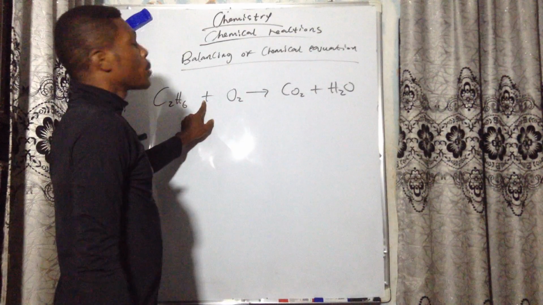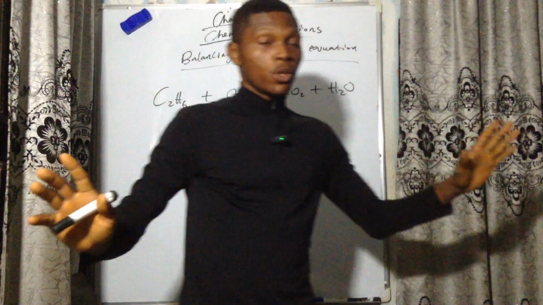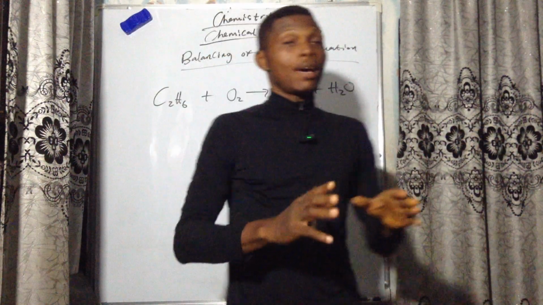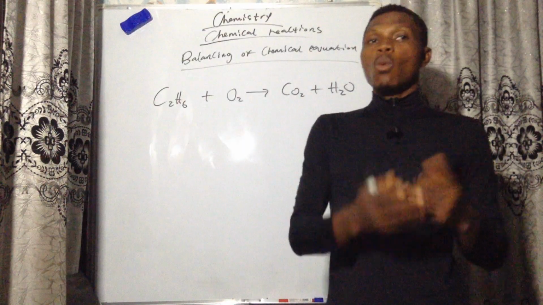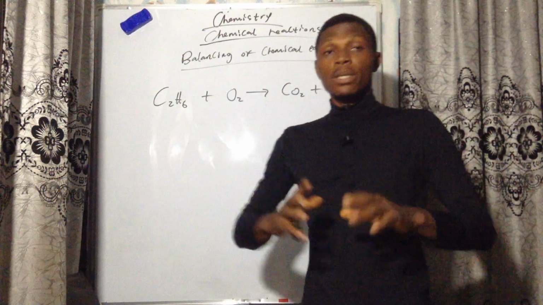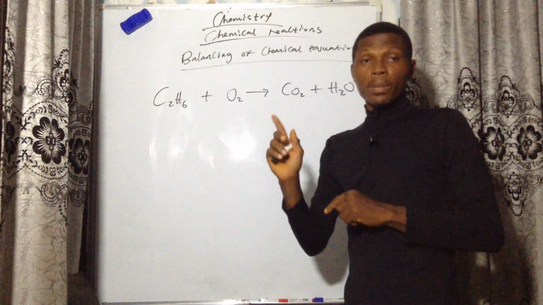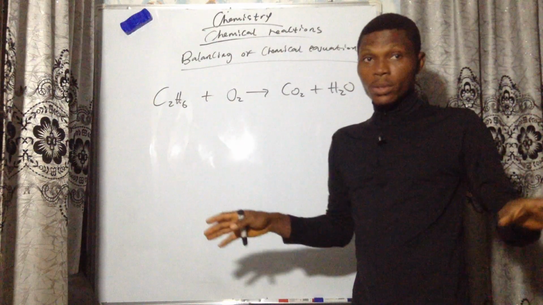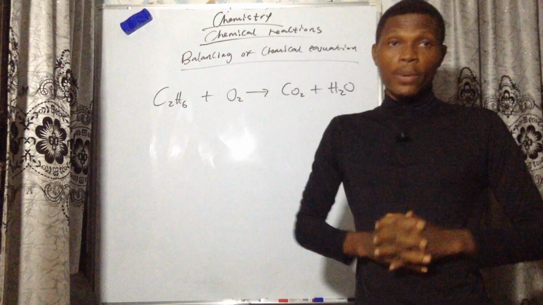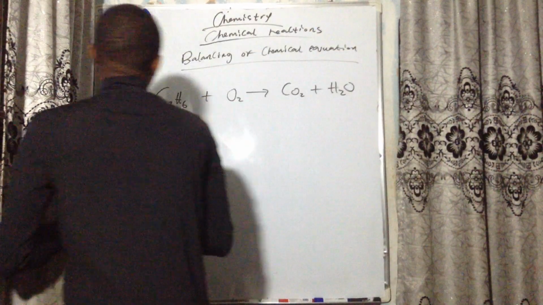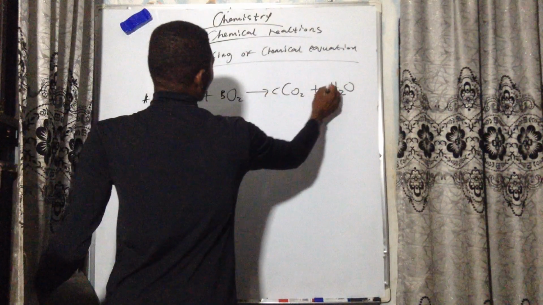Now, there are two methods of balancing a chemical equation. One, the trial and error method. The second one is the equation method, that is, forming equations. Let me use the equation method. That one is the general method, it will just go straight to the point. So let's call these A, B, C, D.